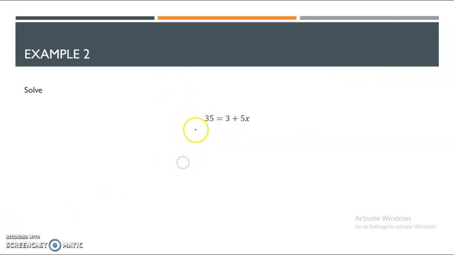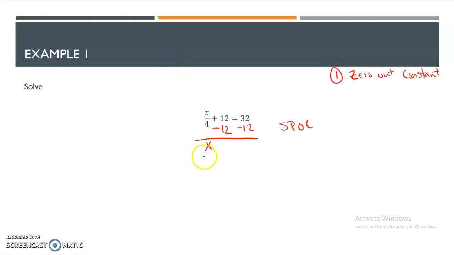So from here, we're just going to rewrite x divided by 4. Positive 12 minus 12 becomes 0, which is what we want to have happen. And then 32 minus 12 is 20.